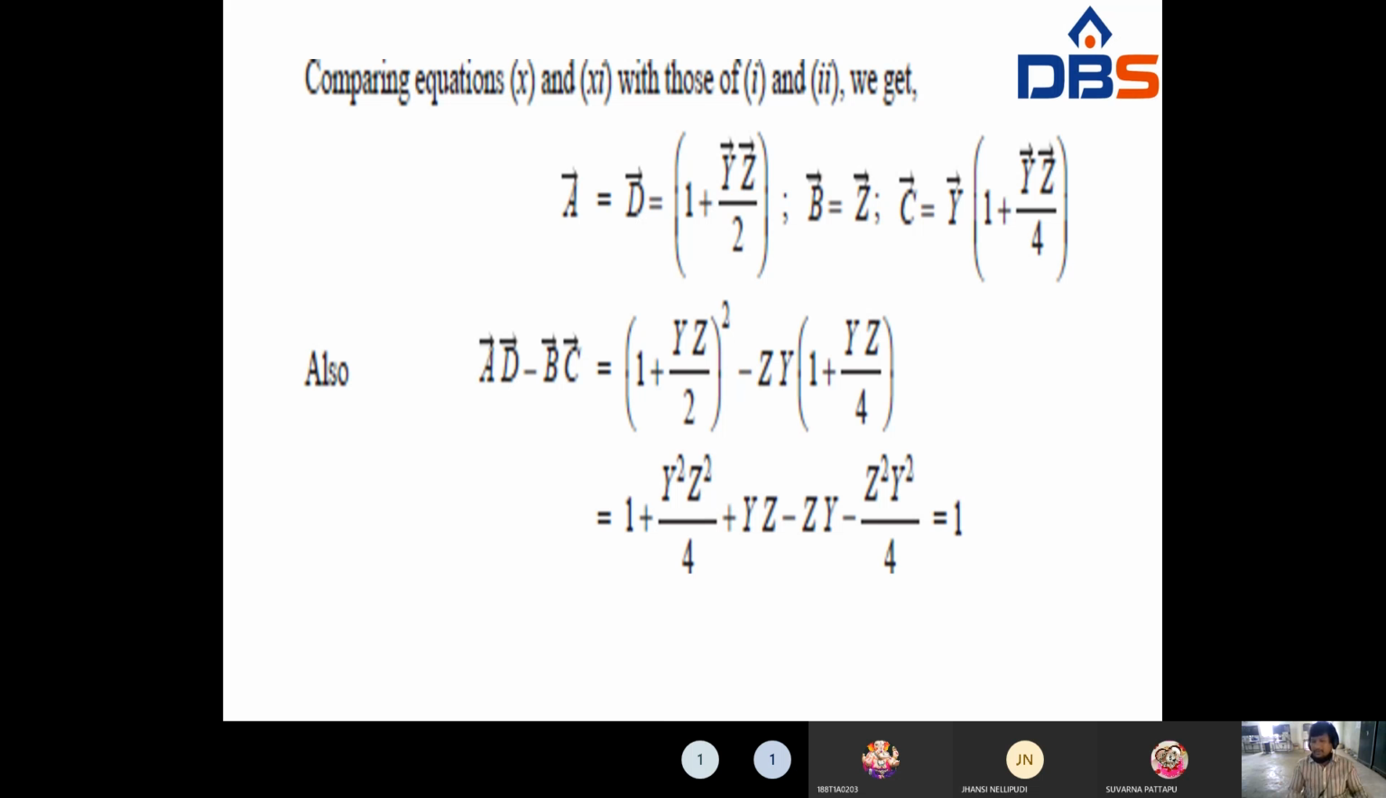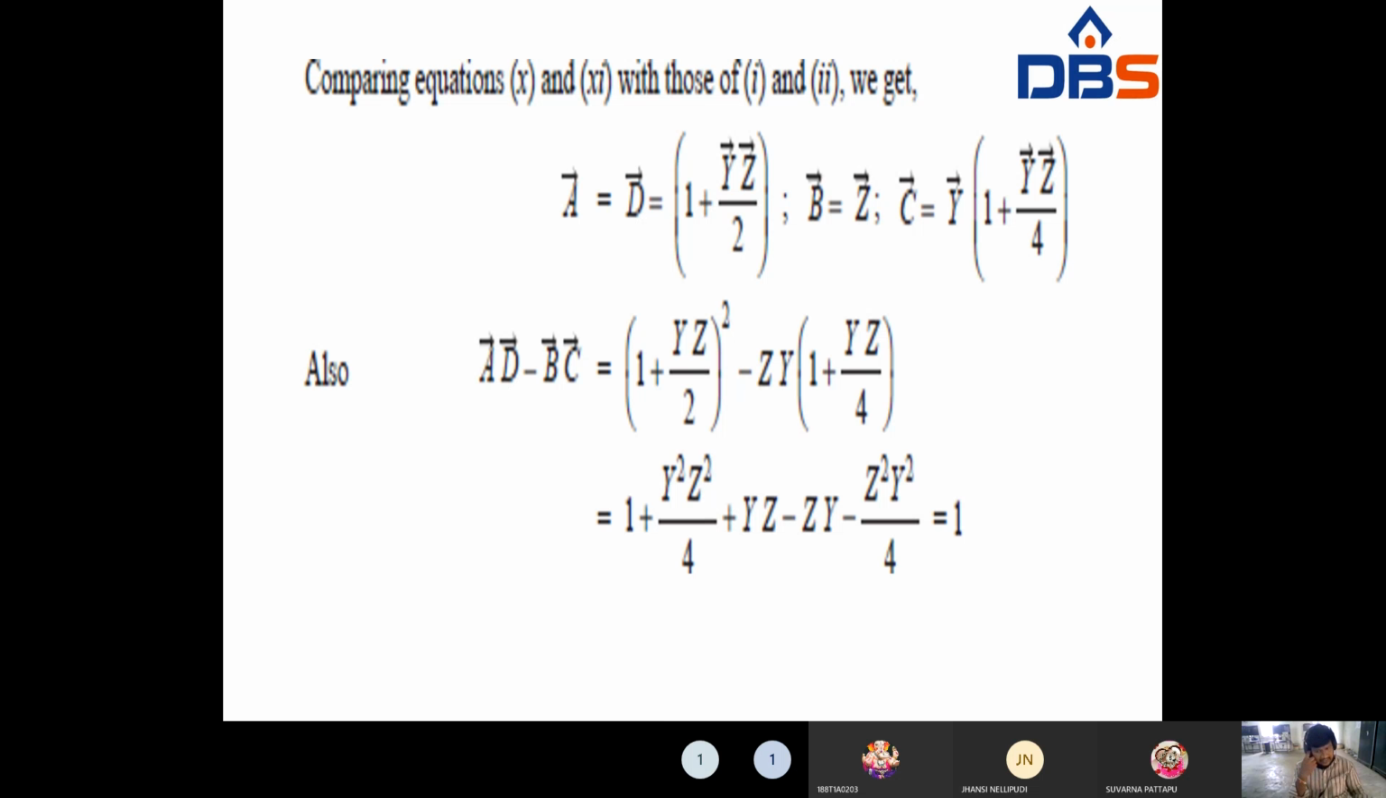A equal to D equal to 1 plus YZ by 2. If it is a T network or pi network, those two parameter values are the same. But coming to the B and C values, for B, the T network is Z into 1 plus YZ by 4. But coming to the pi network, it is Z only. And for the C value, for the T network it is just Y. But coming to the pi network, Y into 1 plus YZ by 4. Right?